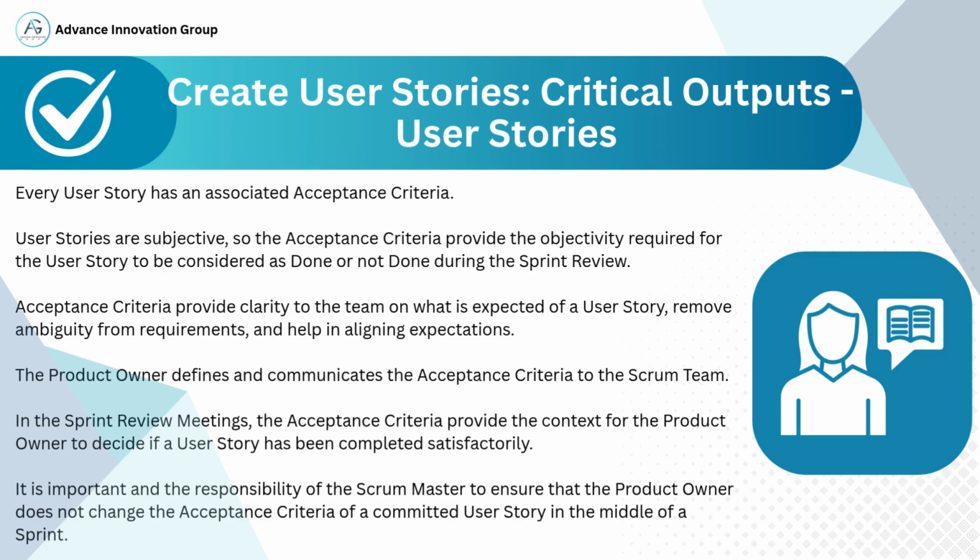Each user story has its own acceptance criteria. These are specific, objective conditions that must be met for the user story to be considered done by the end of the sprint. Since user stories themselves can often be subjective, the acceptance criteria bring in objectivity. They help answer the question, has the requirement been fulfilled exactly as needed?